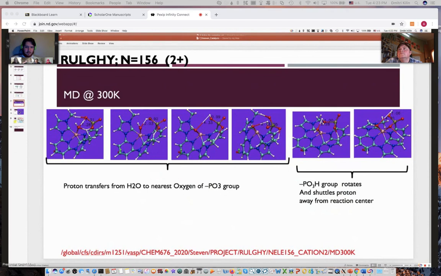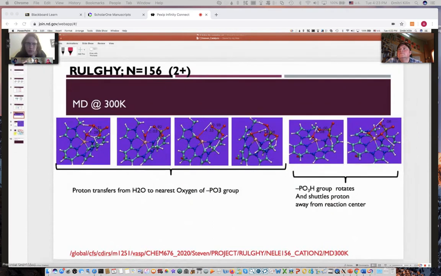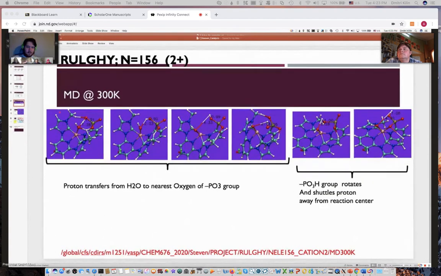And then this would still be 2 plus overall? Yes, this is still 2 plus overall. So there's a small barrier for the chemical reaction to happen, or small enough for thermal energy to activate it? Yes. So may I add a comment?